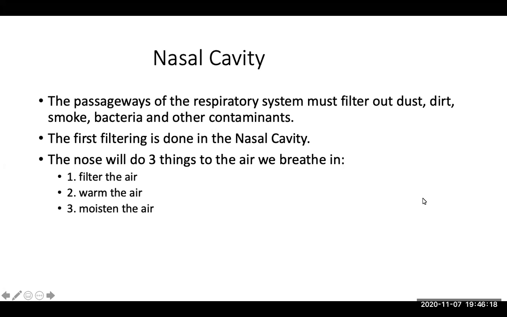Your nasal cavity is the passageway that will filter out dust, dirt, smoke, bacteria, and other contaminants. The first filtering of the air you breathe in is done in the nasal cavity, and the nose will do three things to the air you breathe in. It'll filter the air, it will warm the air, and it'll also moisten the air.